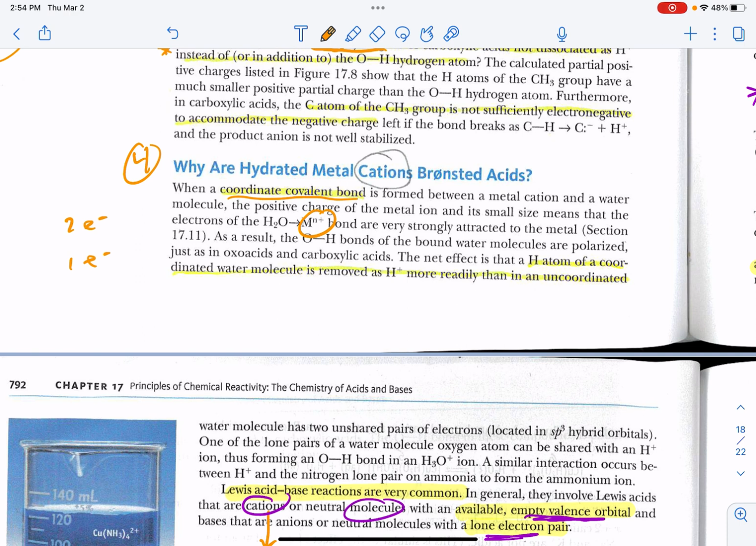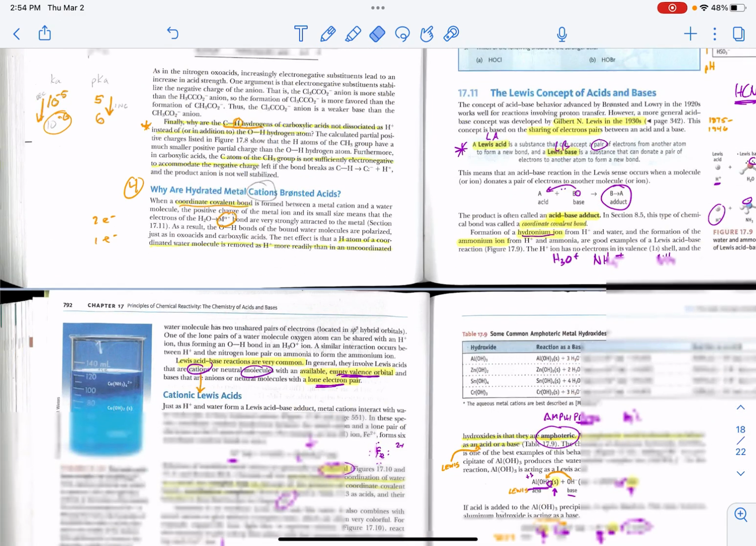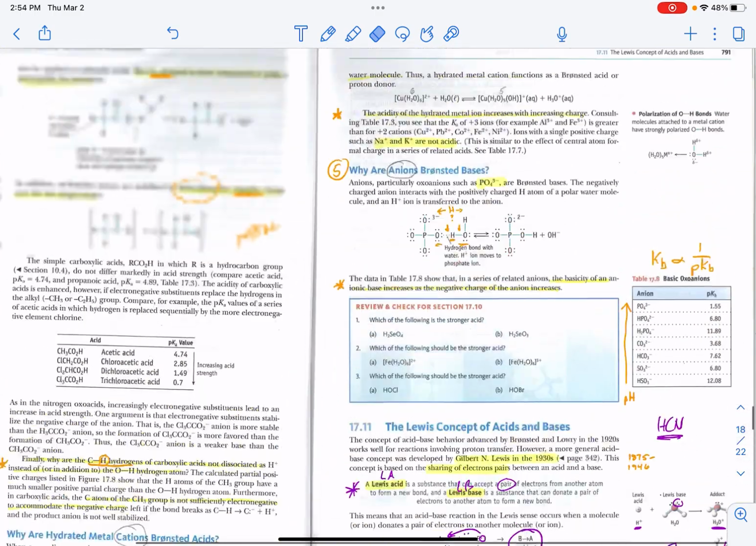So if they receive a pair of electrons, that would be a coordinate covalent bond. And when you're receiving a pair of electrons, Lewis would say, well, that's what a Lewis acid is. But a Bronsted acid would look at it like one of these protons is going to be given over, or I should say, what the hydroxide is going to be given over to the positive metal ion. So let me erase that. Let's see what that looks like when we come over to the next page.